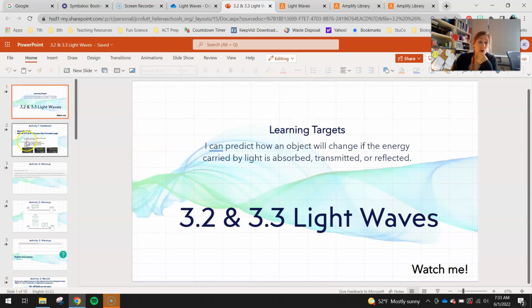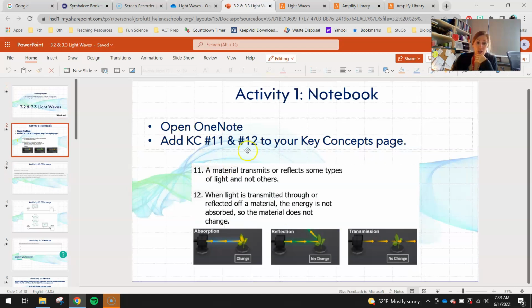For your activity 1, you should have added key concepts 11 and 12 to your key concepts page. Key concept number 11: a material transmits or reflects some types of light and not others. Obviously the kinds that aren't transmitted or reflected are probably absorbed. Key concept 12: when light is transmitted through or reflected off a material, the energy is not absorbed, so the material does not change.